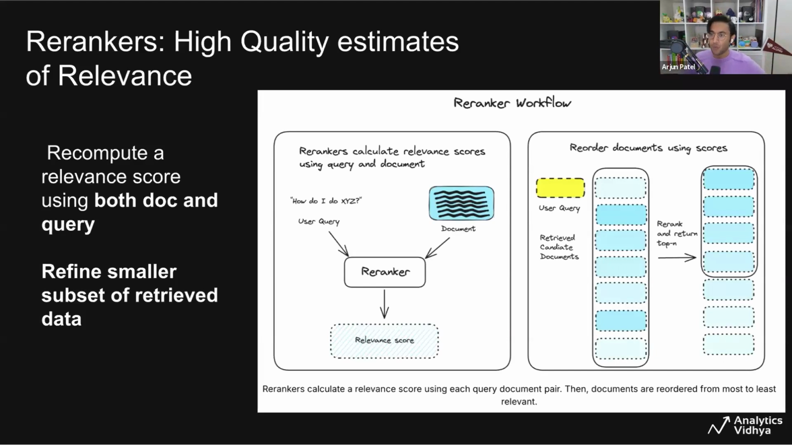Instead, you do a wider vector search, return a larger set of documents, and then you re-rank those documents using both the query and the document context in mind, and return a subset of those back. So it's like a refining operation. You're taking a massive set of documents, refining them down, and returning only the most relevant ones.